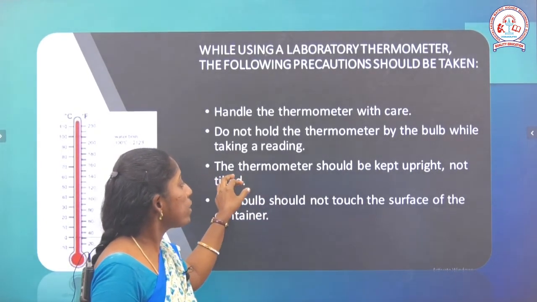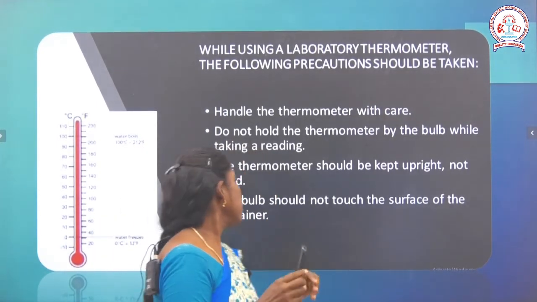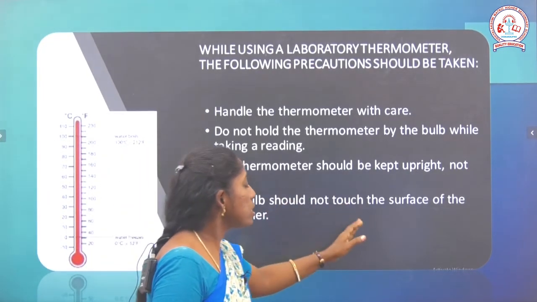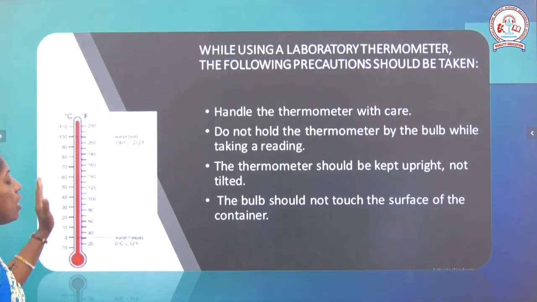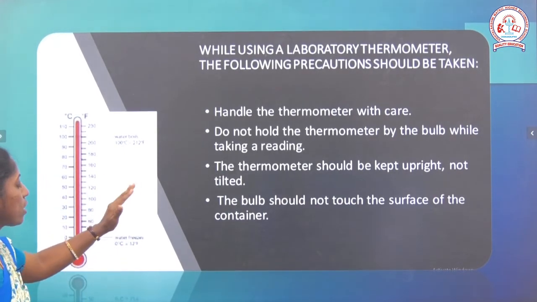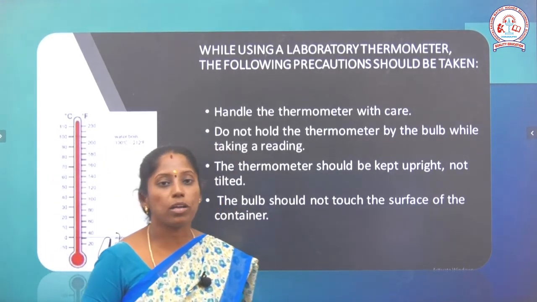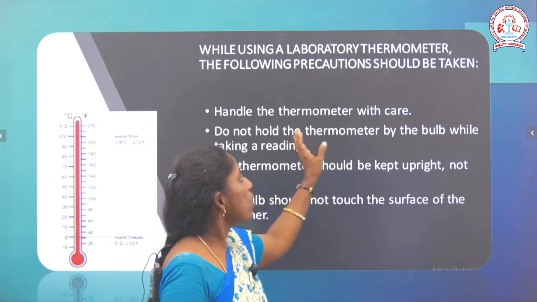Then another thing, we should keep the thermometer upright, straight, and not tilted. Then the bulb should not touch the surface. Suppose I keep the beaker here, we should not touch this thermometer on the surface of the container. These are the precautions we take to use the laboratory thermometer.